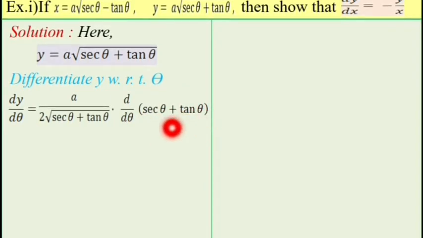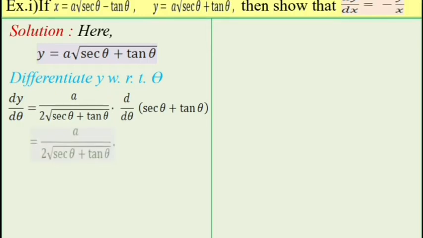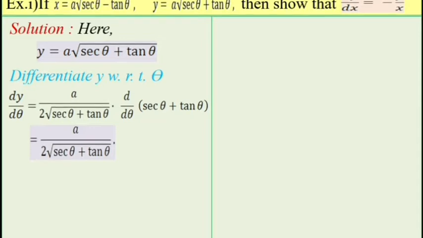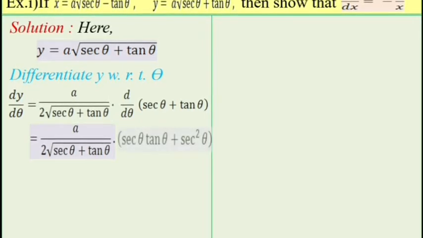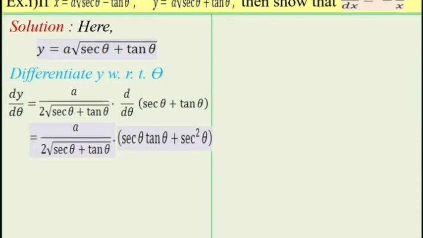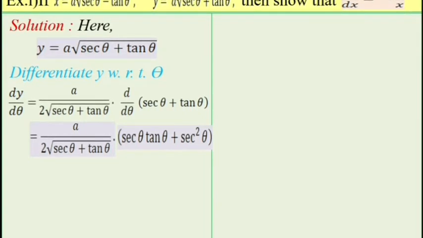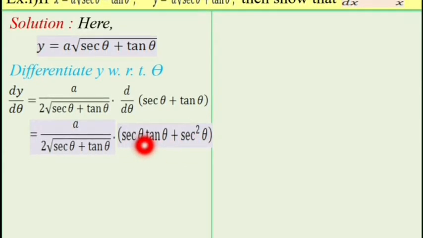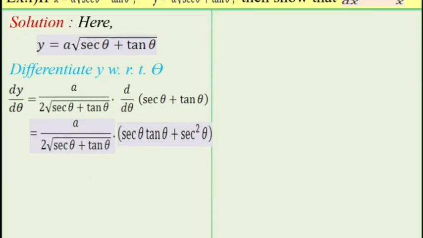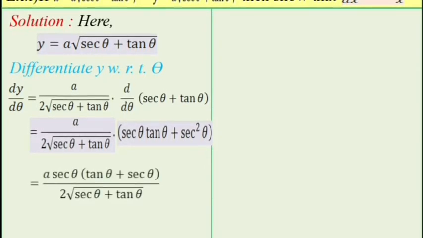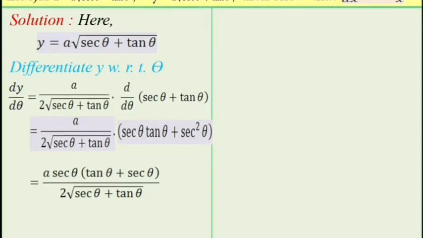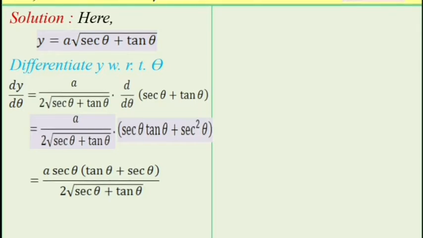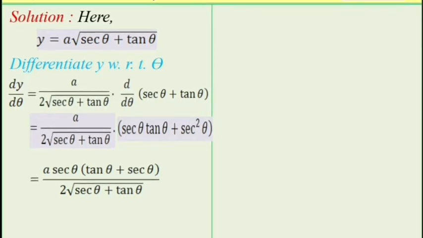Now take the derivative of sec theta plus tan theta in the next step, and therefore we get dy by d theta equal to a upon 2 root of sec theta plus tan theta into the derivative of sec theta, that is sec theta into tan theta, plus the derivative of tan theta, that is sec square theta. Now sec theta is common in both terms, so take it out of the bracket, and we get the next equation: dy by d theta equal to a sec theta into bracket tan theta plus sec theta whole divided by 2 square root of sec theta plus tan theta.